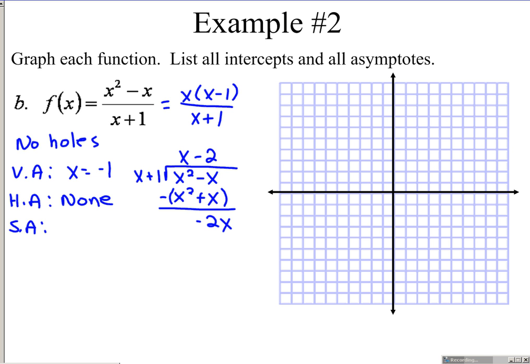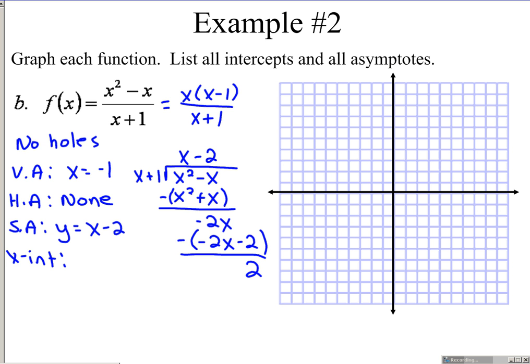Negative 2, multiply. Negative 2x minus 2. Subtract that. X's are gone. 0 plus 2 gives us a remainder of 2. Remember, the remainder doesn't matter. It's how many times does the denominator go evenly into the numerator. This time, our slant asymptote is y equals x minus 2.